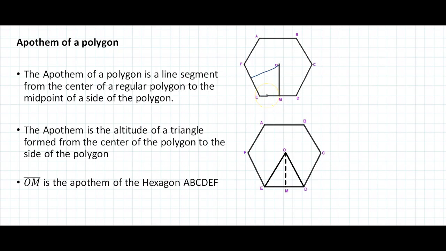You can also look at it as the altitude of a triangle that is formed when you draw a line from the end of the side of the polygon to the center of the polygon. So here, OM is your apothem. The apothem is very important whenever you're trying to find the area of any regular polygon.